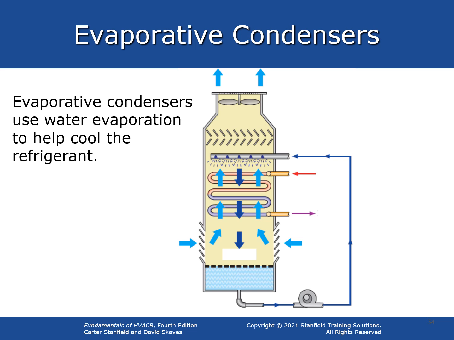Evaporative condensers use water evaporation to help cool the refrigerant. Evaporative condensers require more maintenance than air-cooled systems because the warm, open water sump is a perfect place to grow bacteria, mold, and fungus. Also, evaporation causes mineral scale to build up. If the scale is not removed, the condenser's efficiency will drop.